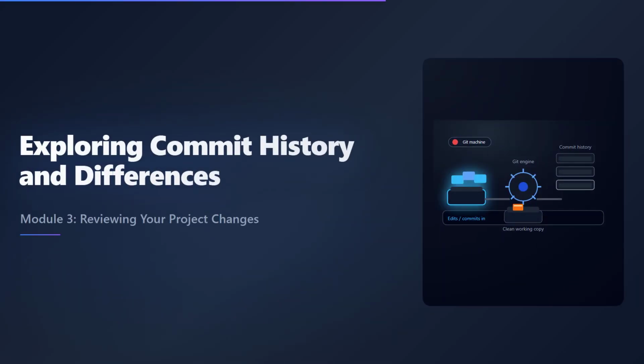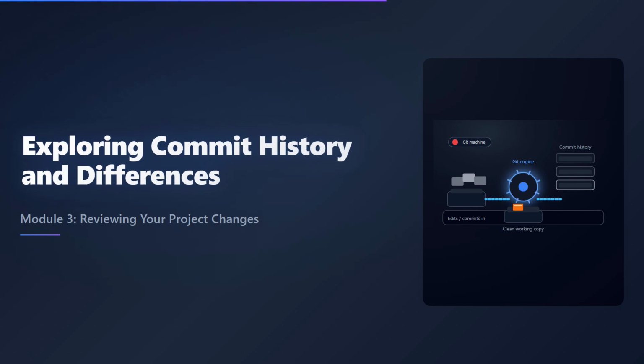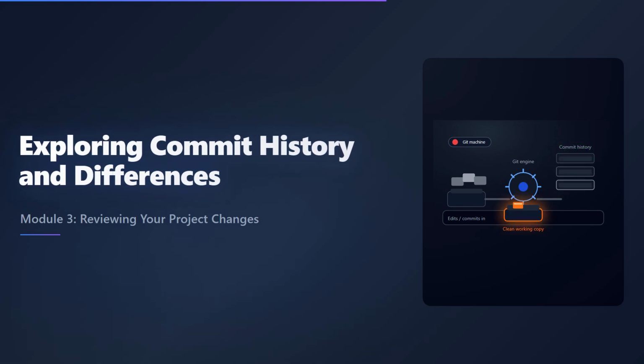This module explains how to look back at your project's history using Git and how to see what changed between commits. Understanding this helps you track progress and debug issues effectively.